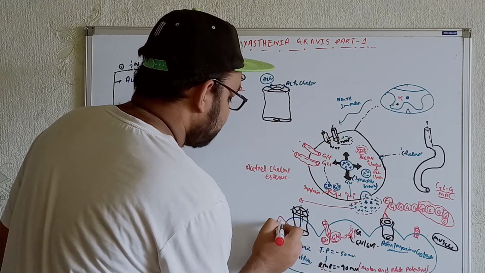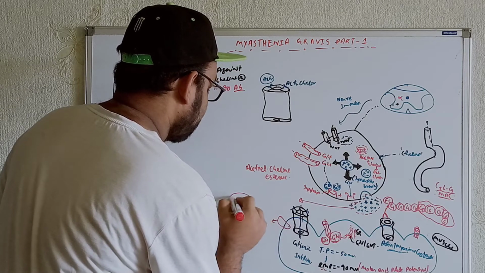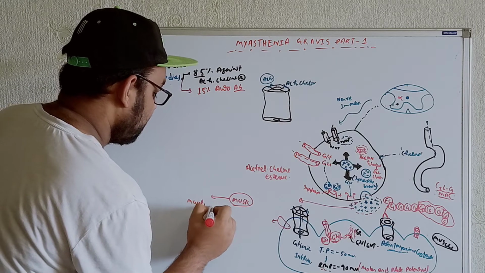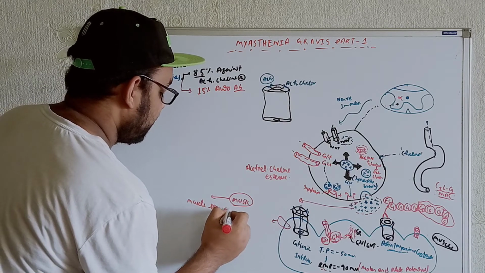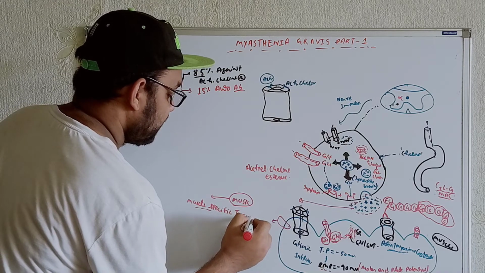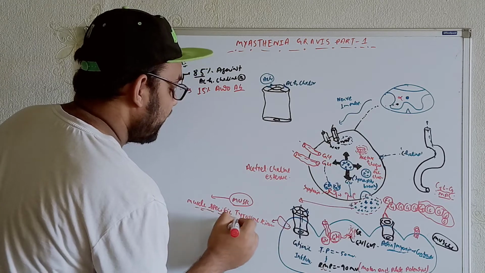This is known as MuSK protein. What is the full form of MuSK? That is known as muscle-specific tyrosine kinase. Now, what are its functions?